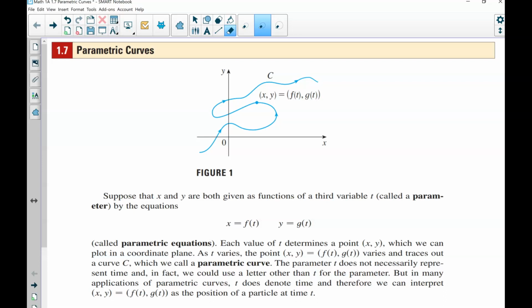Each value of t determines a point (x, y), which we can plot on a coordinate plane. As t varies, the point also varies and traces out a curve C, which we call a parametric curve. The parameter does not necessarily represent time, and in fact, we could use a letter other than t for the parameter. But in many applications of parametric curves, t does denote time, and therefore we can interpret it as the position of a particle at time t.